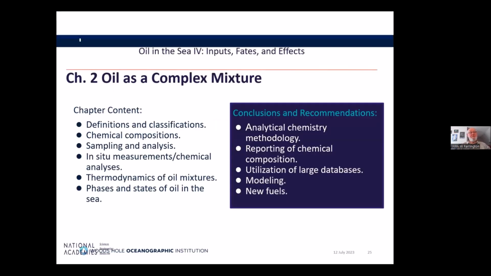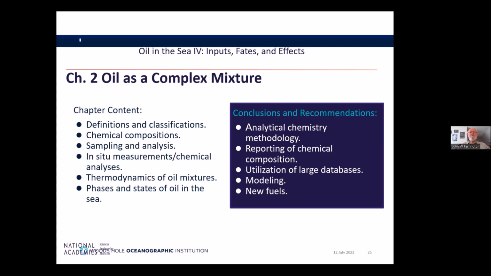So summarizing chapter 2, we went through definitions and classifications for the chapter. I haven't gone into all of this, I'm just telling you what's in there. We talk about chemical composition, sampling and analysis, in situ measurements and chemical analysis, the thermodynamics of the oil mixtures and the phases and states of the oil in the sea. And let me point out that these last two in particular, but chemical compositions as well, provide a significant background to one of the points that we make in the conclusions and recommendations, modeling.